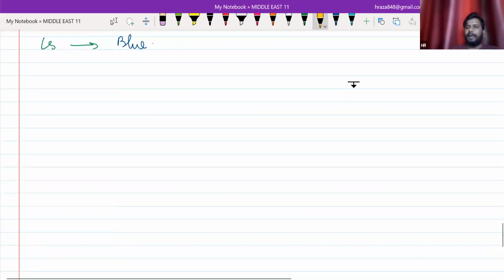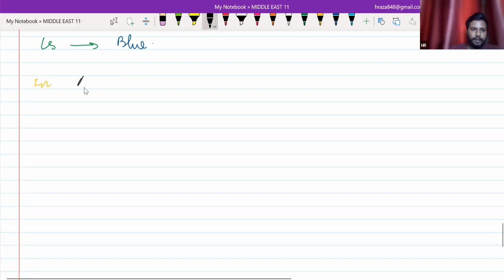Now, what about alkaline earth metal? So basically, beryllium and magnesium do not show any flame coloration because its ionization energy is high. It doesn't get enough energy from flame to excite its electron. That's why it doesn't show any flame coloration.